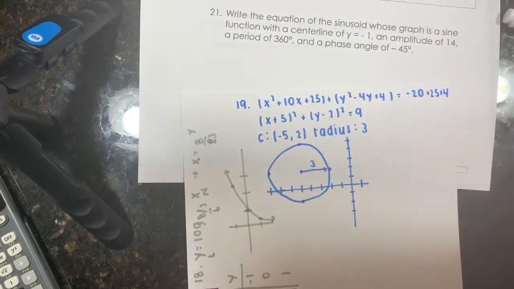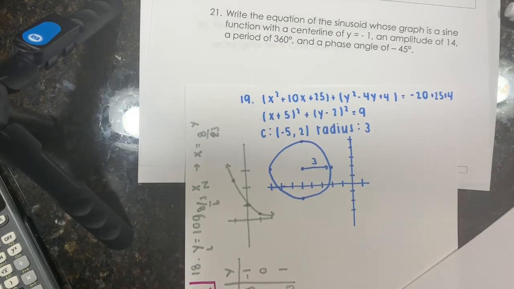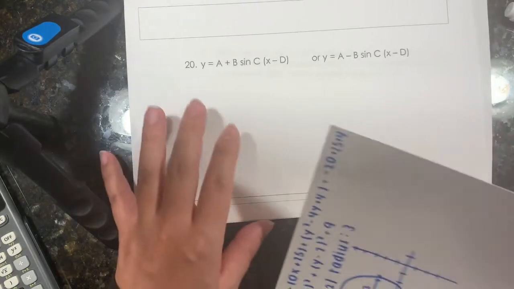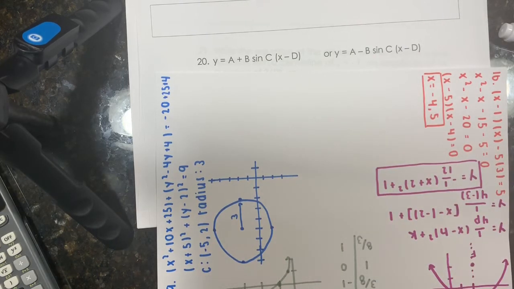Now moving on, we're going to look at number 20, which we need to write in terms of a sine function. So it's currently not in the equation of sine, but I need to write this in a sine function. So what we're going to do is look at our function here. And it looks like this.